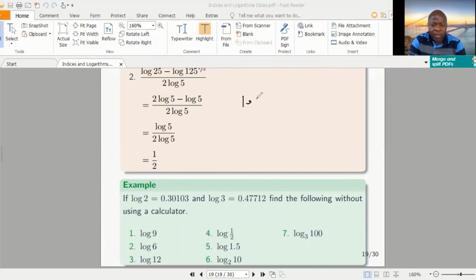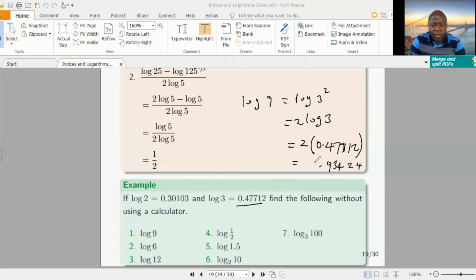Let me see. Log of 9 is the same as log of 3 raised to 2. The same as 2 log of 3. We know what log of 3 is. The question has given us that as 0.47712. So when you multiply, you then get 0.95424. That will be the log of 9. And we've not used a calculator, just used the knowledge of log of 2 that we are given and the log of 3 that we are also given.